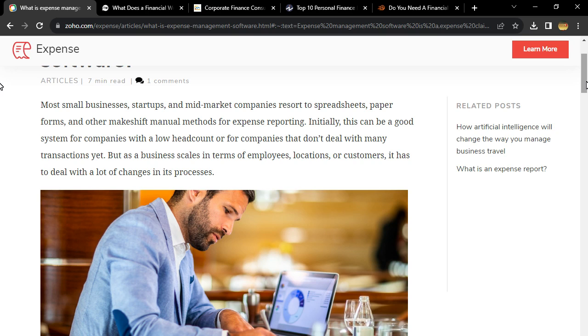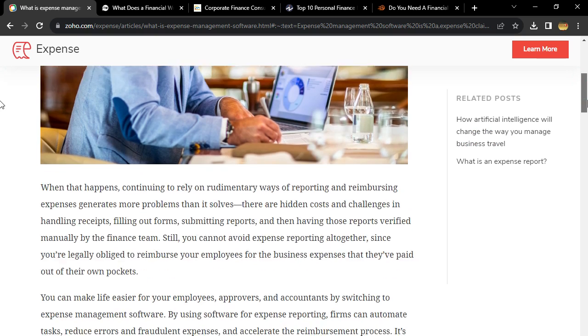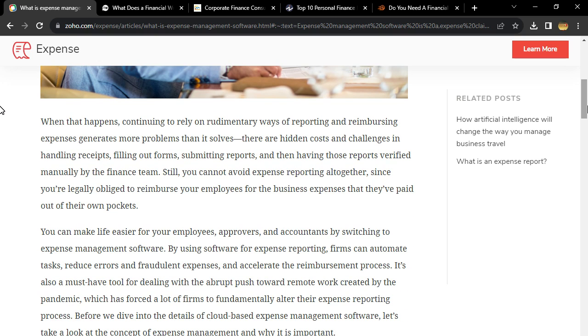Most small businesses, startups, and mid market companies resort to spreadsheets, paper forms, and other makeshift manual methods for expense reporting. Initially, this can be a good system for companies with a low headcount or for companies that don't deal with many transactions yet. But as a business scales in terms of employees, locations, or customers, it has to deal with a lot of changes in its process. When that happens, continuing to rely on rudimentary ways of reporting and reimbursing expenses generates more problems than it solves.